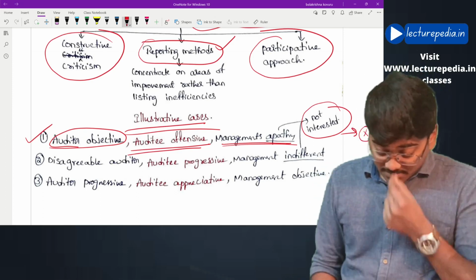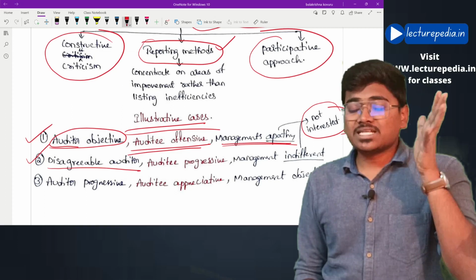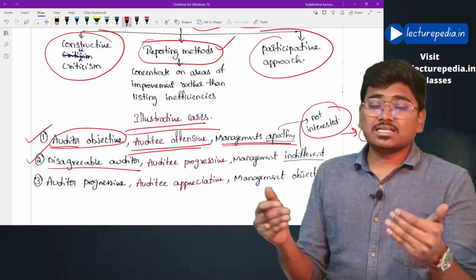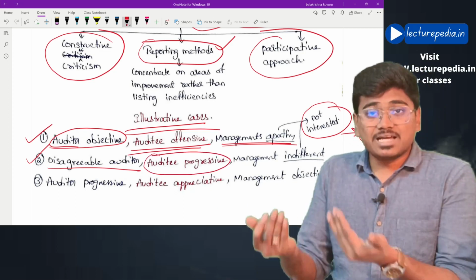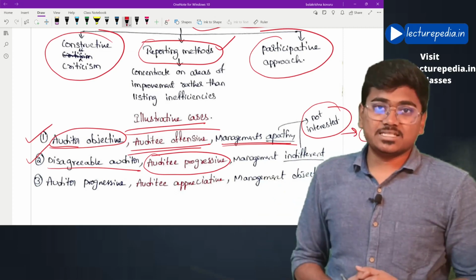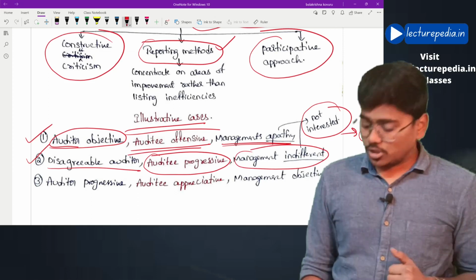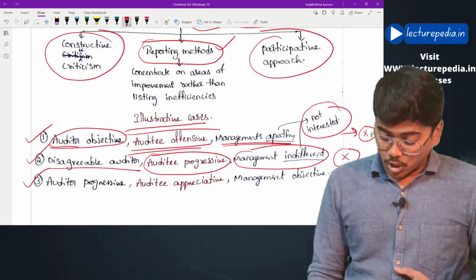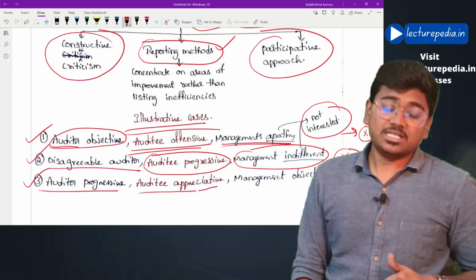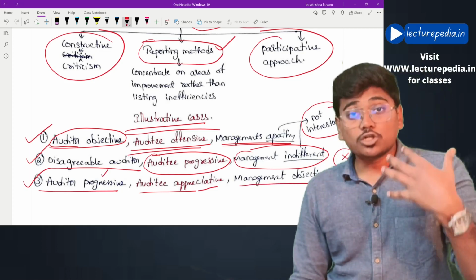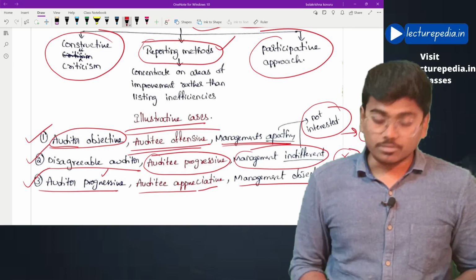No. Second situation, auditor is disagreeable. Auditor is having a hostile behavior. He is not taking the inputs of the auditee, and the auditee is progressive. Auditee is accepting. Auditee wanted to make changes, and management is indifferent. Tell me whether in this situation the management audit will be successful. The answer is no. And next, auditor is progressive. Auditee is appreciative. Auditee is accepting the recommendations made by the auditor, and management is also objectively participating in the audit process. In that case, the management audit will be a success.